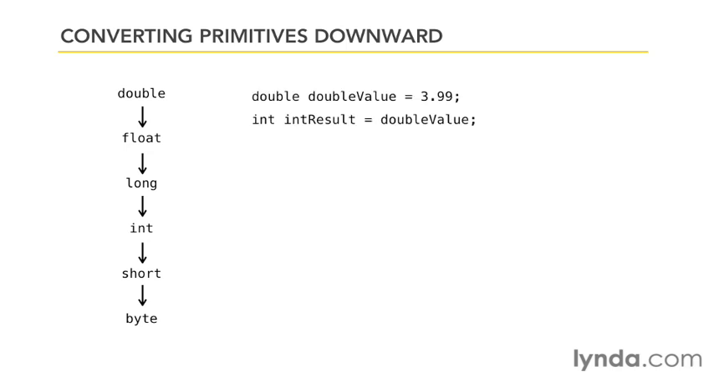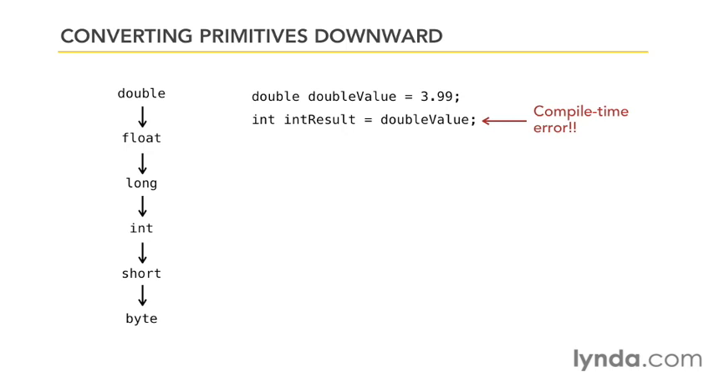Here's an example. I'm starting with a double value of 3.99, and then I try to convert that value to an integer by simply assigning the value to the new variable. You won't even be able to compile this code, because Java knows that you're in danger of losing data. So if you add this code to your Java class and try to save and compile, you'll get a compile time error. The compiler will tell you that those two data types aren't compatible with each other.